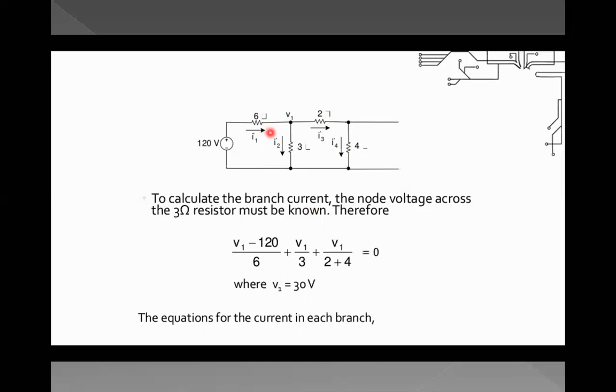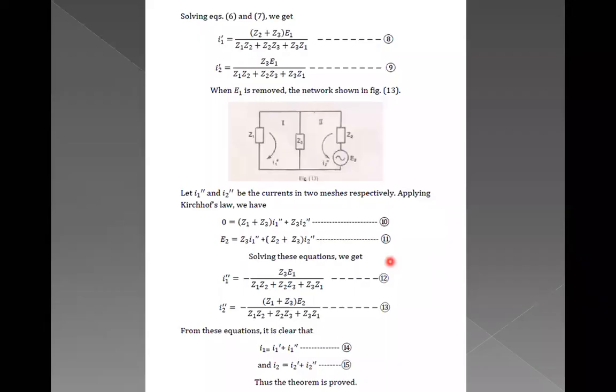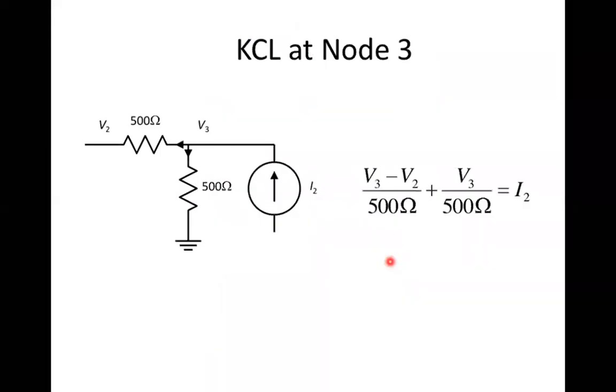So the equation comes like (V1 - 120)/6 plus V1/3, then plus V1/(2+4), and this equals 0. By applying Kirchhoff's current law, please, I'm just going back. If you could not remember, see, this is how we have done it.